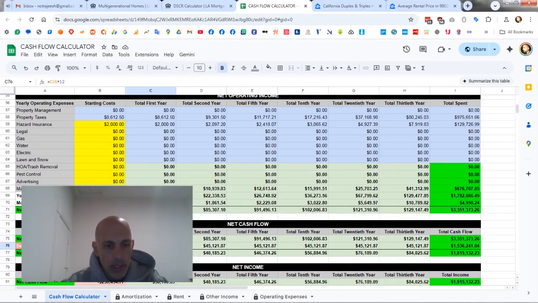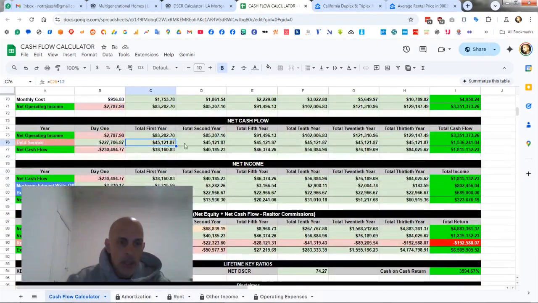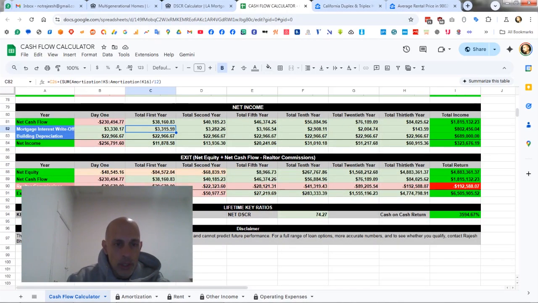Your net operating income is, let me raise this up higher here. So your net operating income is $83,000. Your debt service is about $45,000. Your cash flow is $38,000 a year from year one. Your cash flow in year one. Net cash flow, net income is $12,000, so you've got a lot of depreciation and mortgage interest you can write off. Your exit is not so hot.